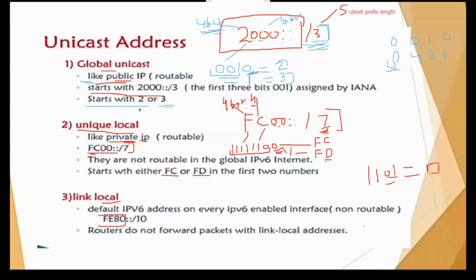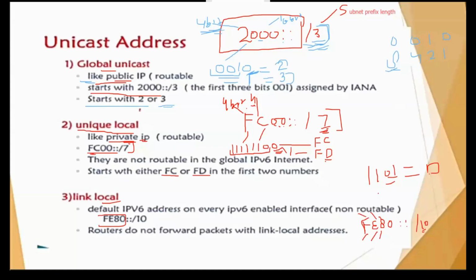So FE80, and then /10 means what? Starting 10 bits you can't change. So 10 means what? You need to consider 3 fields, because here it is 4, 4 and 4, that is 12.